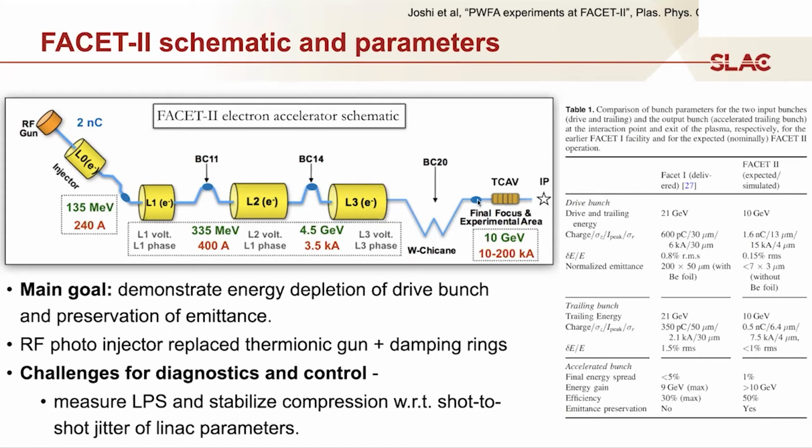Unfortunately, as I already mentioned, at FACET the transverse deflecting cavity located upstream of the plasma intercepts the beam. So you can either measure it or send it into the plasma. And so one of the things that we're going to look at in detail is trying to make this kind of a measurement a virtual diagnostic. And the challenge here for the diagnostics and control is to measure the longitudinal phase space, as I said, and also stabilize the compression with respect to shot-to-shot jitter of LINAC parameters. As I'll show in the next slides, the shot-to-shot jitter of the LINAC parameters does cause significant differences in the longitudinal phase space, aside from just the normal drift.